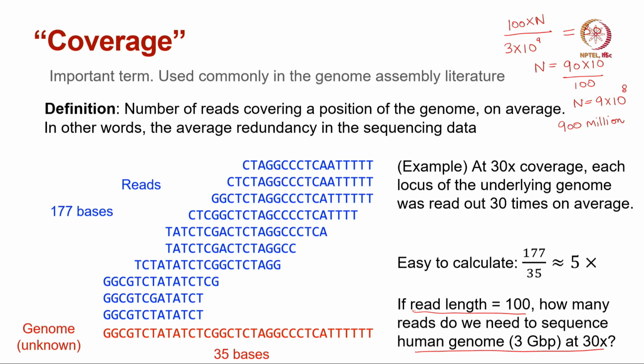This is to iterate the same fact again: when we are working with human genome data, especially for the genome assembly problem, we are usually working with a very large amount of data. You can imagine that reconstructing the genome from millions of reads is not an easy problem, and that is what makes this genome assembly problem interesting. I hope the definition of coverage is now clear, that it indicates the redundancy in the data. If we sequence the genome at 30x, then on average a position of the genome is read out 30 times.